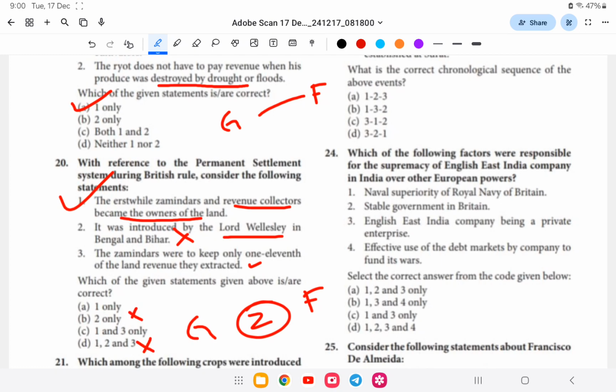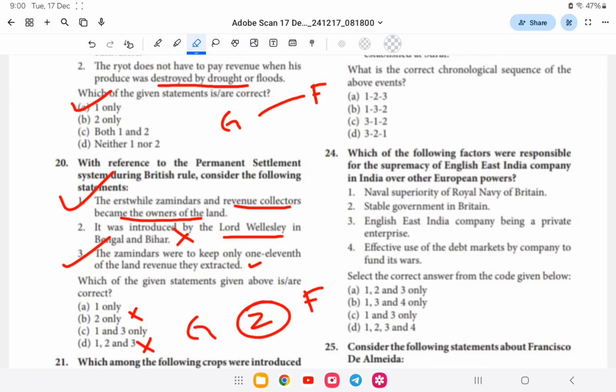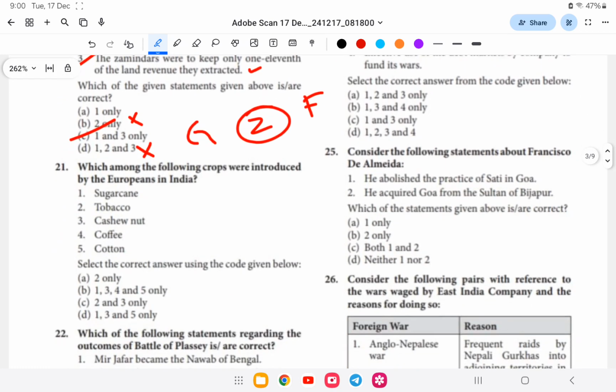And number 3, the zamindars had to keep 1 by 11th of the land revenue. Correct. For example, if the tax is 1100 rupees collected, the zamindar keeps 1 by 11. That means 100 rupees he keeps, and the remaining 1000 goes to the British. 1 by 11th of the revenue. So the answer is option number C, that is 1 and 3. I hope you're clear. Let us go to the next question.